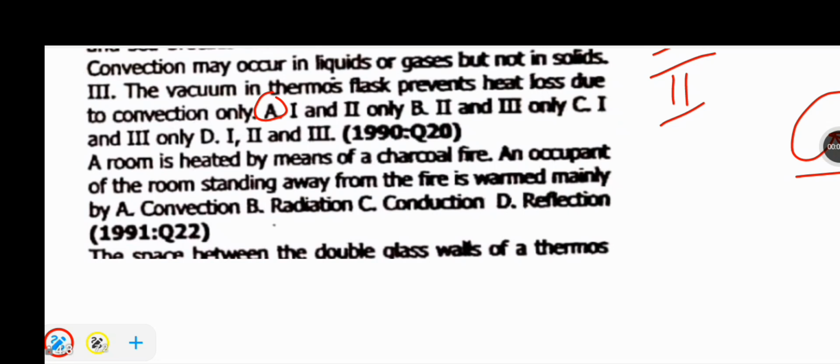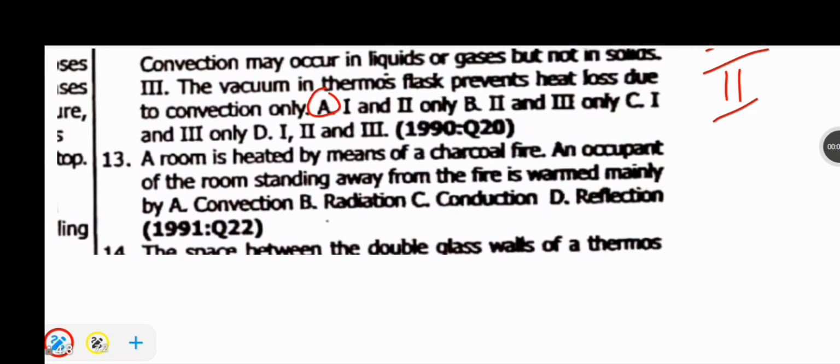So number 13. A room is heated by means of a charcoal fire. An occupant of the room standing away from the fire is warmed mainly by, there's no material medium. So someone is heating the room and someone is standing in front of the fire. There's no wire or connection between the person and the flame. So the only method there is heat transfer without a material medium, which is what is called radiation. So that's the answer.